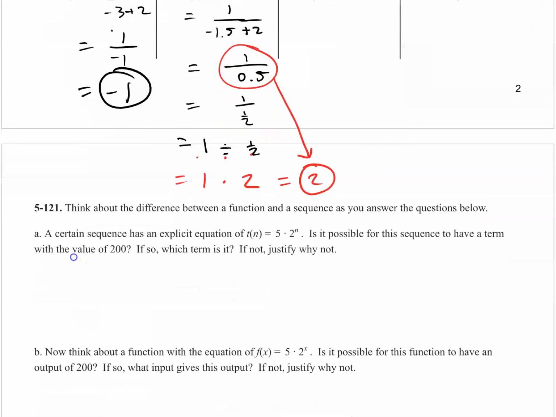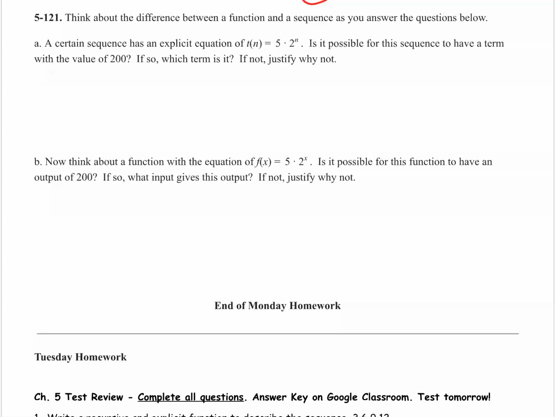All right, try C and D. 121. Think about the difference between a function and a sequence.